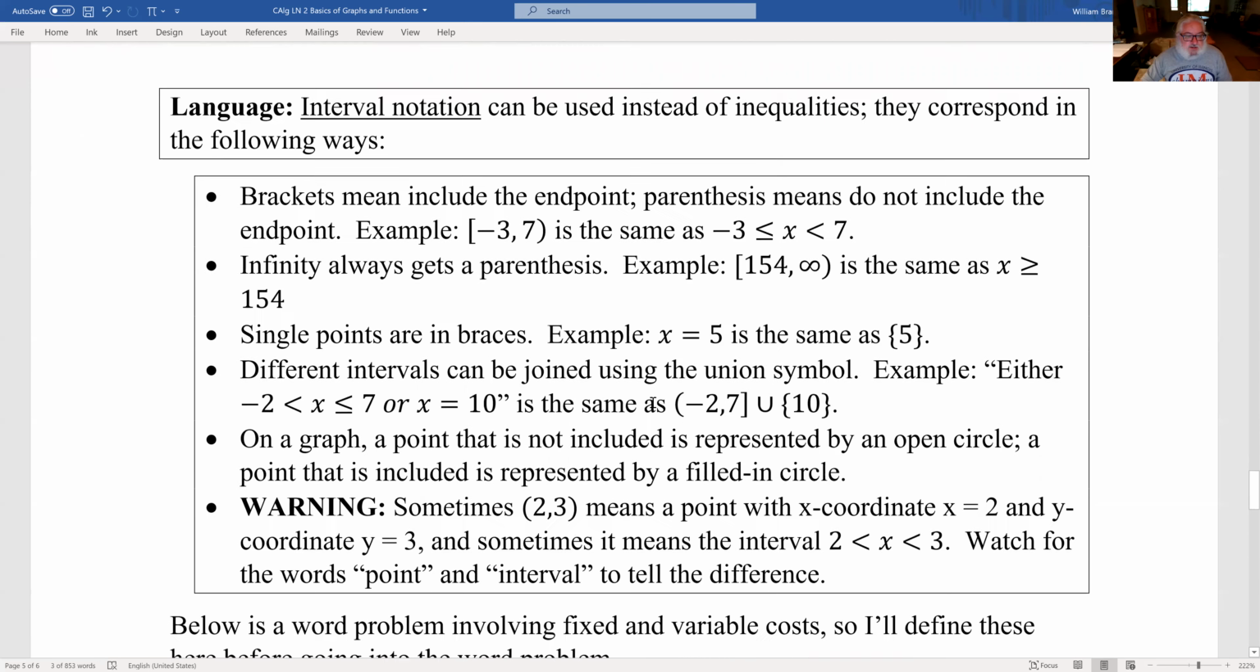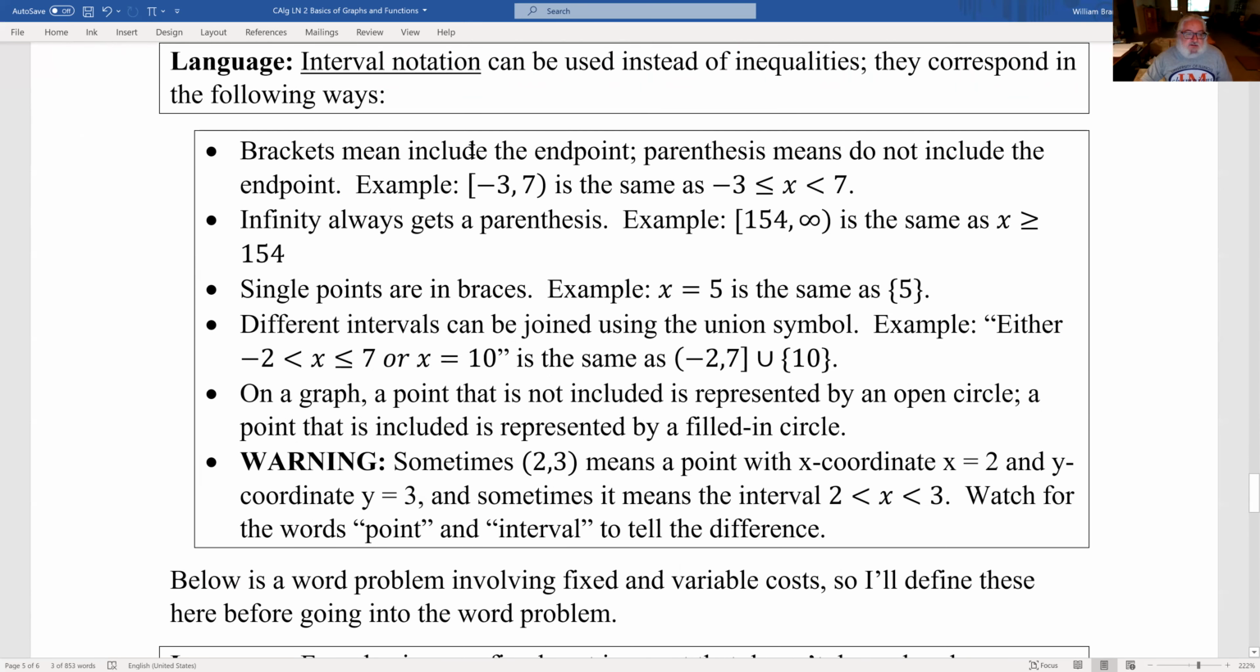And here's a little thing about interval notation. So brackets means include the endpoint, parentheses means do not include the endpoint. So this is the same as this. Infinity always gives you parentheses. It just means all the numbers greater than 154. A single point, you can either write x equals 5, or you can just write braces 5. Union symbols, right? That's what this is.